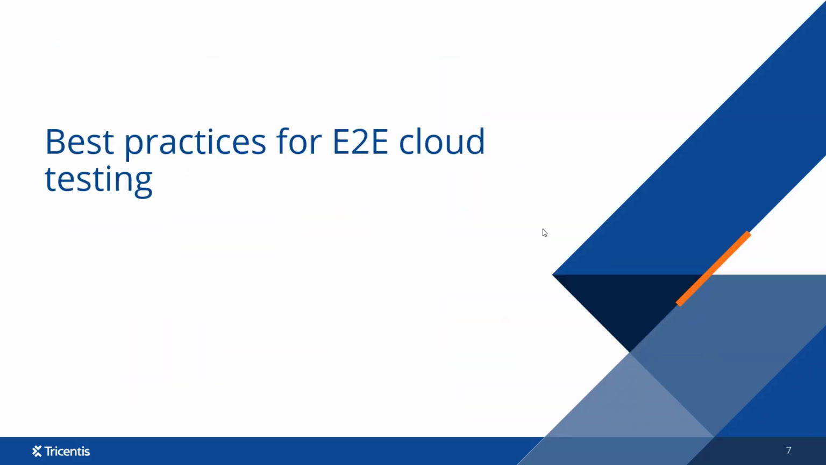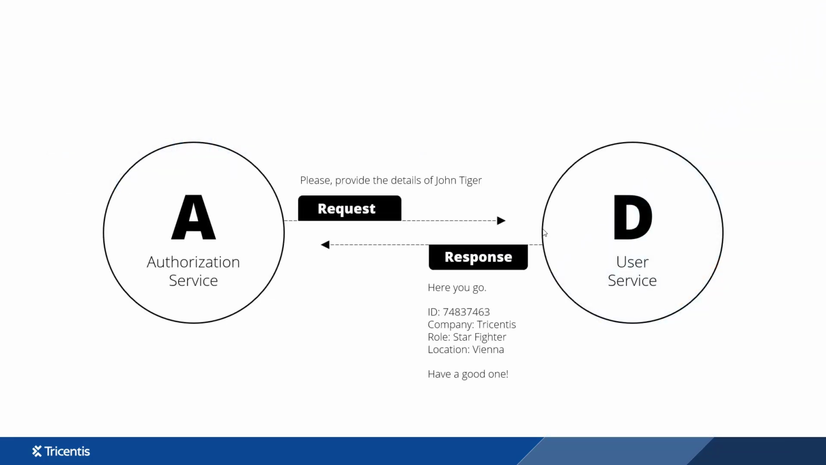So, what are some best practices that we can use for end-to-end testing in cloud applications where these types of problems are present? Well, it really starts with thinking about the API itself.